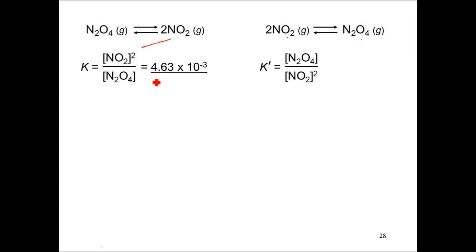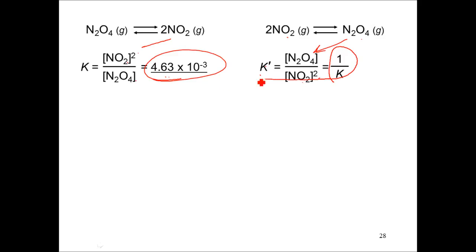Let's go back to our equation of N2O4 gas changing to NO2. And what about the reverse, NO2 changing into N2O4? Well, the equilibrium expression for the first one, we knew the equilibrium constant was 4.63 times 10 to the minus third, when we took the concentration of the NO2 raised to the power of its coefficient over N2O4. K prime would be N2O4 divided by the concentration of NO2 raised to the second power.